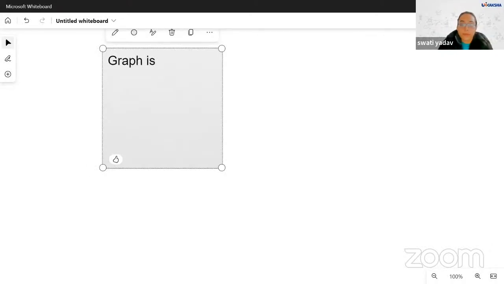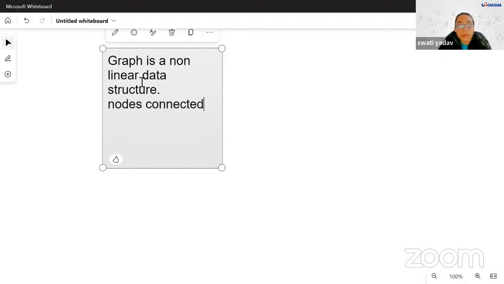A graph is a non-linear data structure, okay? It's a collection of nodes which are connected to each other by edges. Now, what are nodes? What are edges? You might be wondering, wait, what is this? Anyone who knows what are nodes and what are edges?